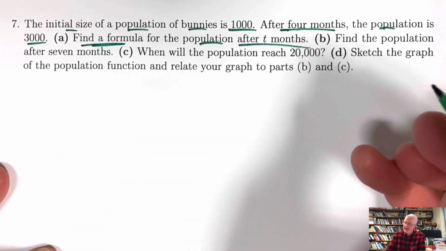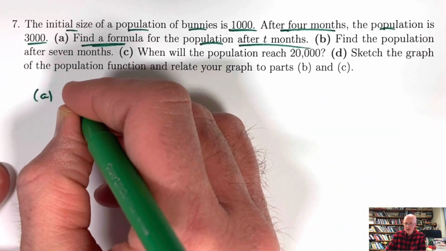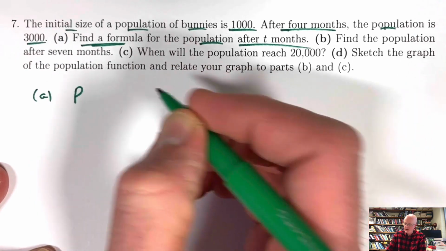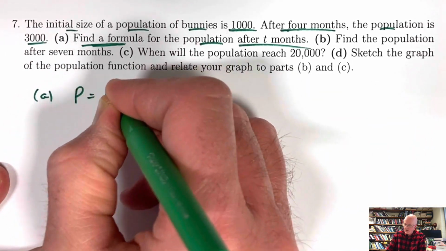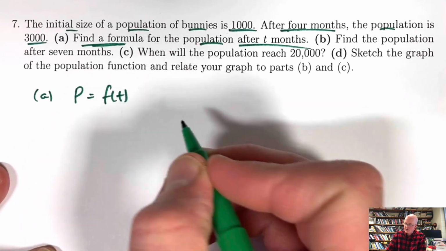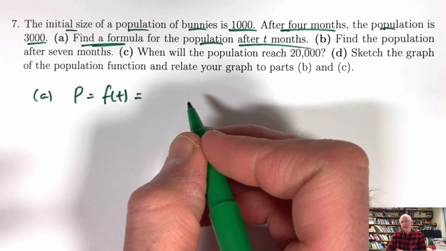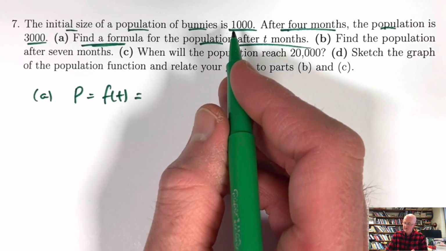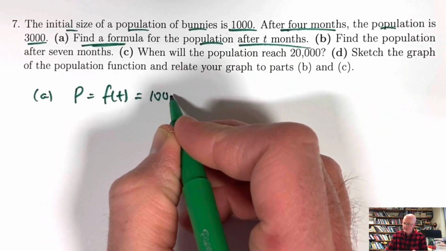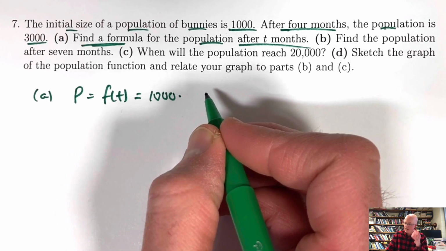So t is time in months. What should the population be? I could call it y. I could call it p for population. I'm trying to find a formula for the population of bunnies as a function of time t in months. And typically these functions are written as the initial value, 1,000, times some base to the t power.